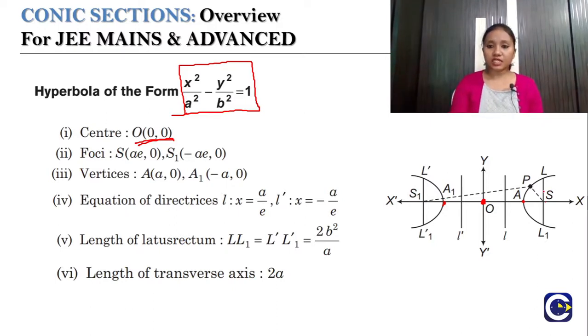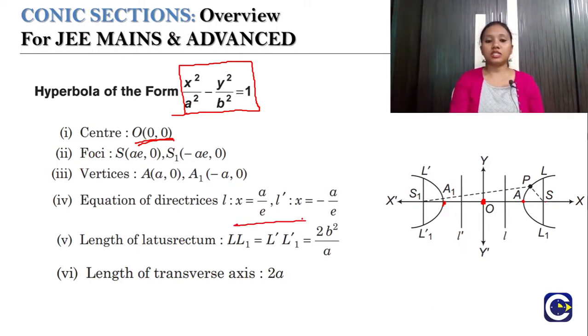Now you can see here we are having two directrix. One directrix is here, L, and the other directrix is here, L dash. As we know, we can easily write the equations of the directrix, which is followed here. You can have a look here. The equations of the directrix are given by x is equal to A by E, and for L dash, x is equal to minus A by E, right?